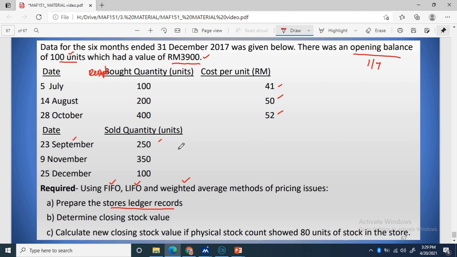So how to record and determine the closing stock value, and when we have a store loss of 80 units, we refer to the videos for each of the methods.